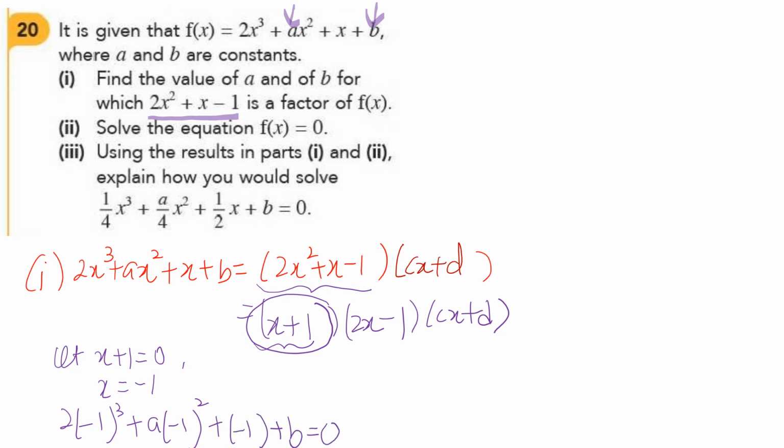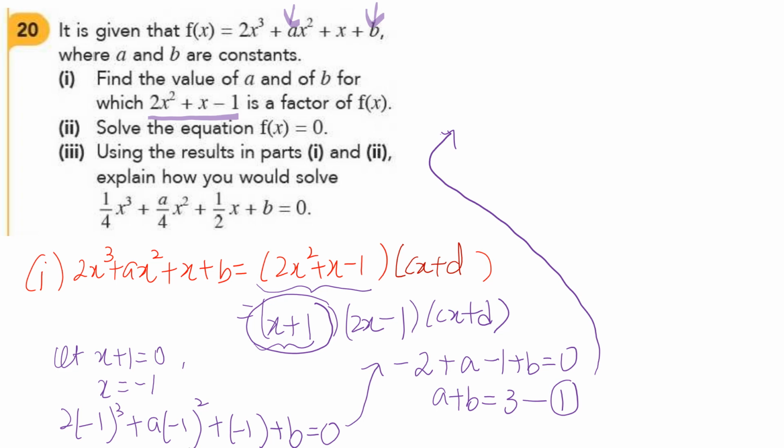Equals to 0. Alright, so I will have the first equation. So that will be negative 2 plus a minus 1 plus b equals to 0. A plus b equals to 3. Call this equation 1.